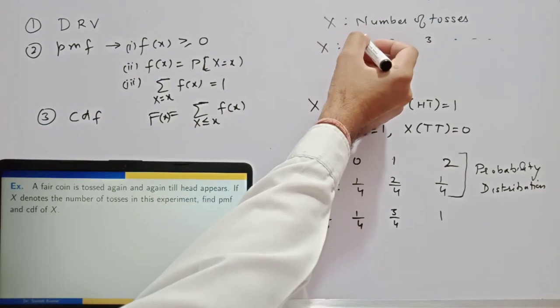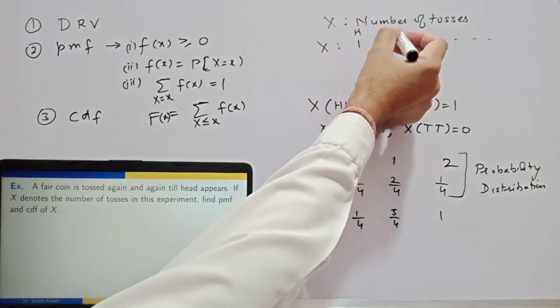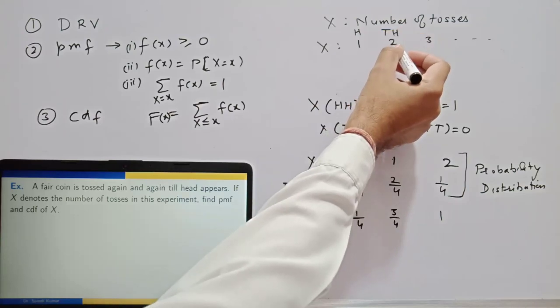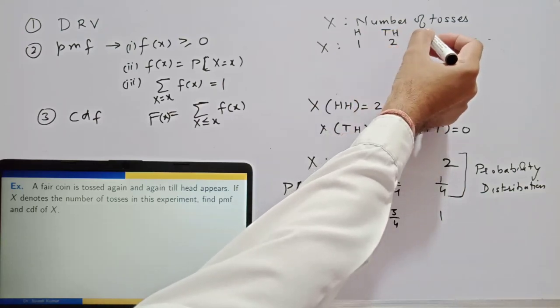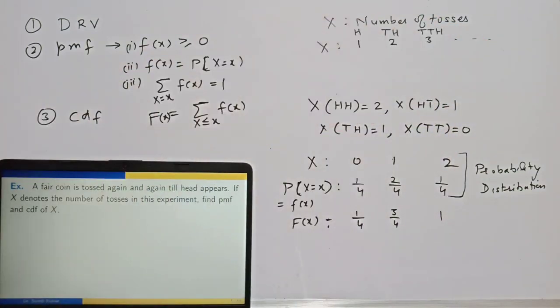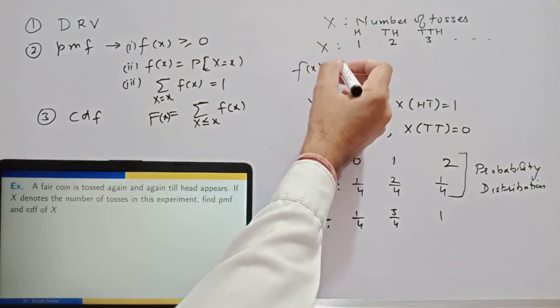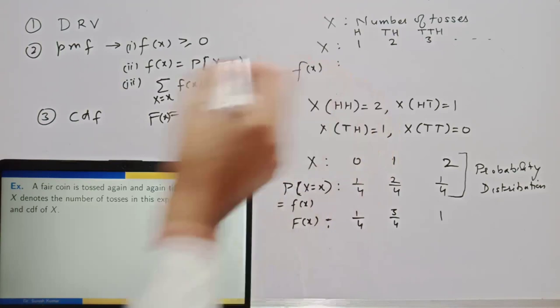What is the outcome corresponding to 1? Head itself. First tail, then head, that is the meaning of x equal to 2. Tail, tail, head: it is possible that head appears in the third attempt or third toss. So you can easily write the probabilities, f x or p x equal to x.